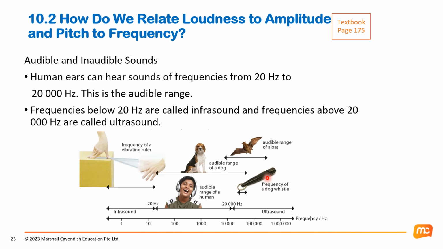Okay, so the human range of hearing is from 20 hertz to 20,000 hertz or 20 kilohertz. So frequencies below this are called infrasound. Frequencies above this range are called ultrasound. So ultrasound, you might be familiar with this term, does have some extra applications, and we will talk about them in the next few slides.